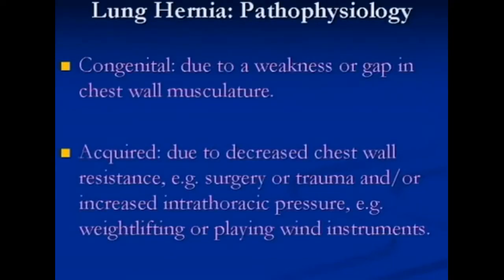Pathophysiology is due to one of a couple of things. The congenital type is due to a weakness in the chest wall musculature. The acquired type is due to two things, one or both, usually both. Diminished chest wall resistance, meaning that the patient had a piece of chest taken out, there was trauma, there was surgery, whatever, and increased intrathoracic pressure. He's a weightlifter, he's playing musical instruments, he's doing a lot of coughing, things like that.